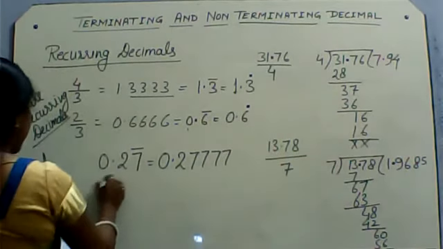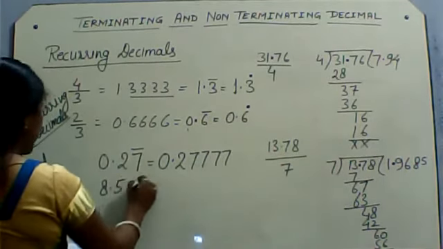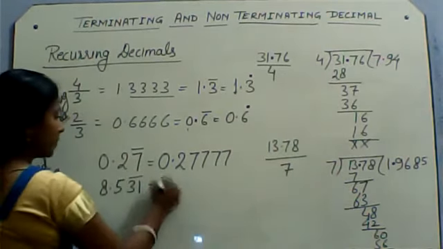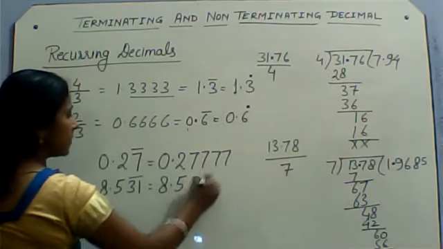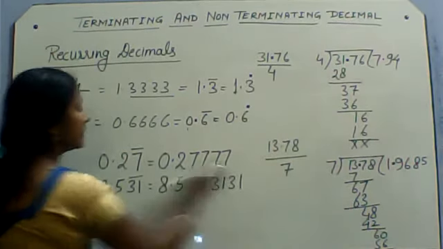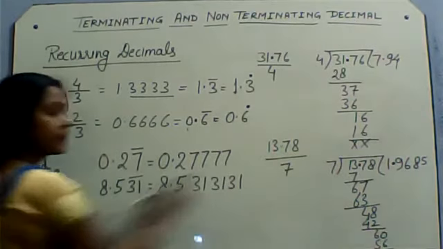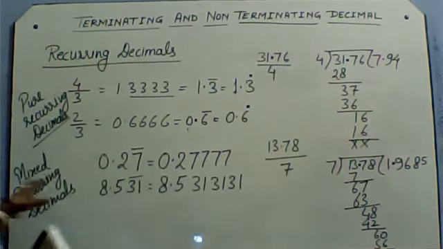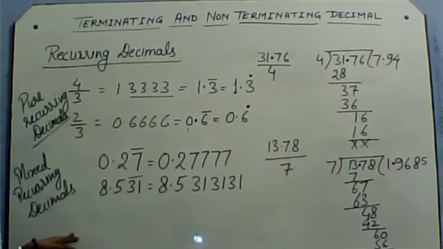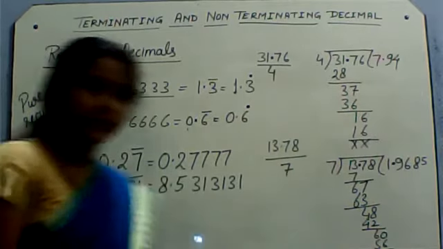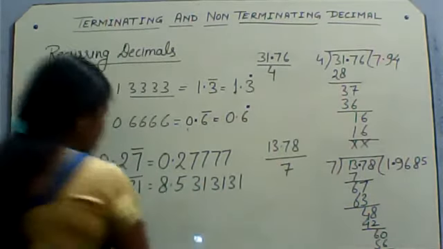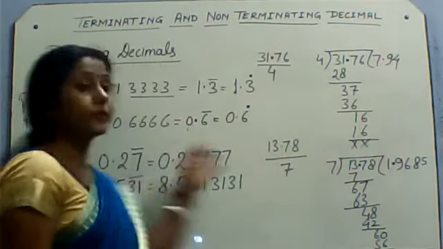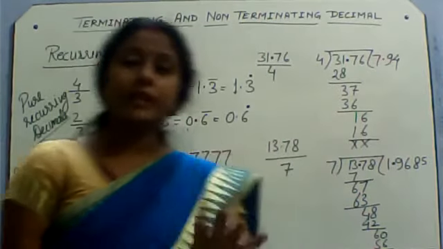Just like 8.531, suppose 31. 5 is not repeating, 31 is repeating. What is it? 8.5313131. Okay? You can see 31 repeating, but 5 is not repeating. So this type of decimal we call mixed recurring decimal. Understood, students? Okay? Now, next topic is how to change a recurring decimal into a vulgar fraction.